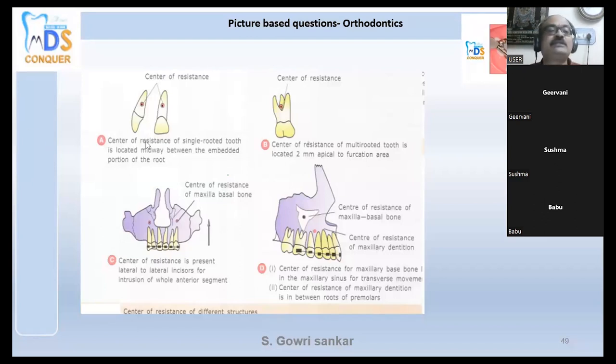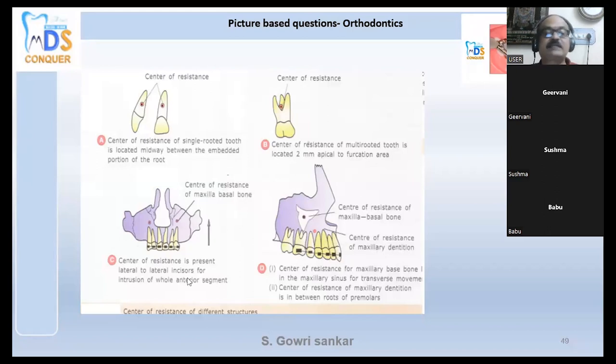When I take a single tooth, it is a single body. When I take a set of teeth, it becomes a single body comprising all the maxillary teeth. It is called the maxillary dentition body. For that, the center of resistance is situated between the premolars.